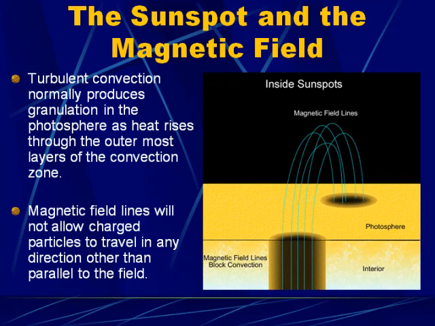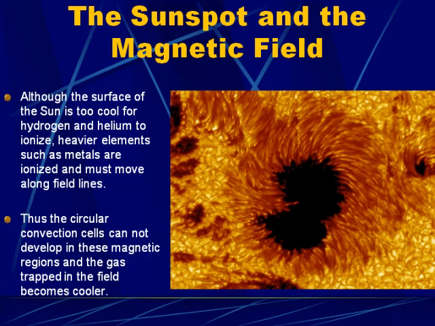So again, the sunspot's a region where the magnetic field line breaks through. Typically, a loop across the surface and reconnect at another sunspot on the photosphere. And it's these magnetic field lines which are responsible for a number of different phenomena. Now again, although the surface of the sun is too cool for hydrogen and helium to ionize, heavier elements such as some of the metals, calcium, iron, are ionized, and they must move along the magnetic field lines due to the fact that they have charge.